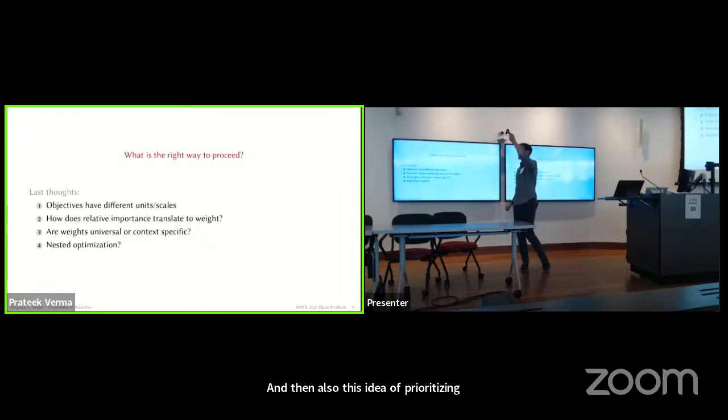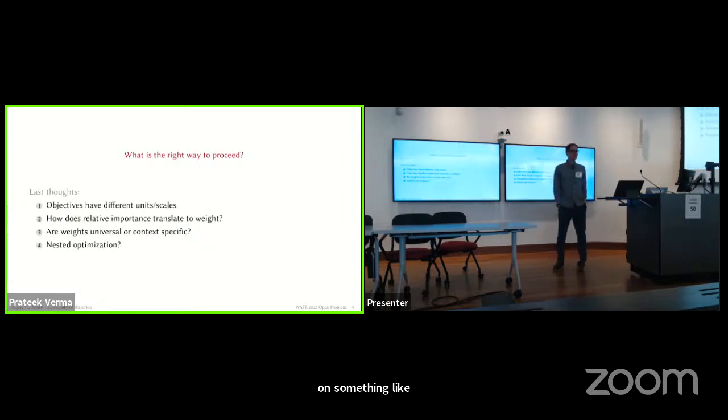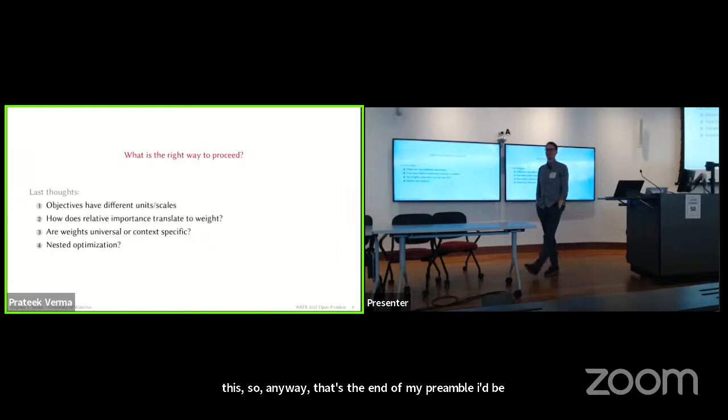So I pick an outer objective, and then optimize that, and then optimize the second one subject to a constraint that I found by optimizing the first, and so on, something like this. So anyway, that's the end of my preamble. I'd be interested to hear people's thoughts on this.